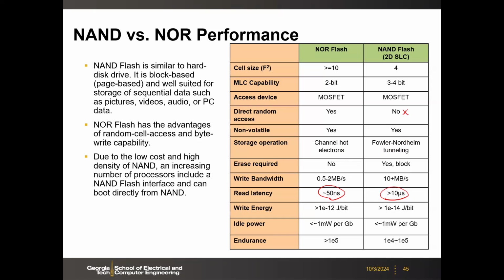Even though every time you can get a lot of data, you have to wait for this latency, like a microsecond. We'll talk about the reliability issues later. But the key difference is the density versus the random access read latency.